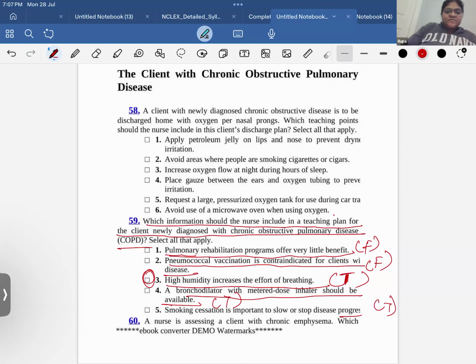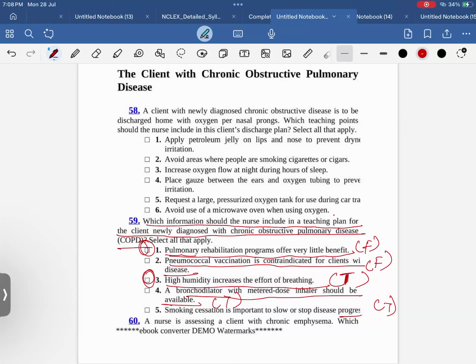Listen, pulmonary rehabilitation programs offering very little benefit is wrong. For a COPD patient, rehabilitation is the only option. You can go for smoking cessation, deep breathing exercises, and spirometry. These are the good exercises that we want. It provides good benefit, not little benefit. It is a chronic disease, and we really want our patient to perform good breathing habits.